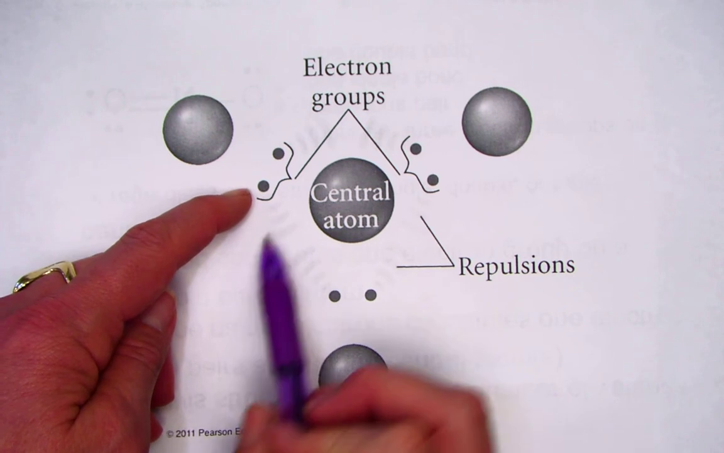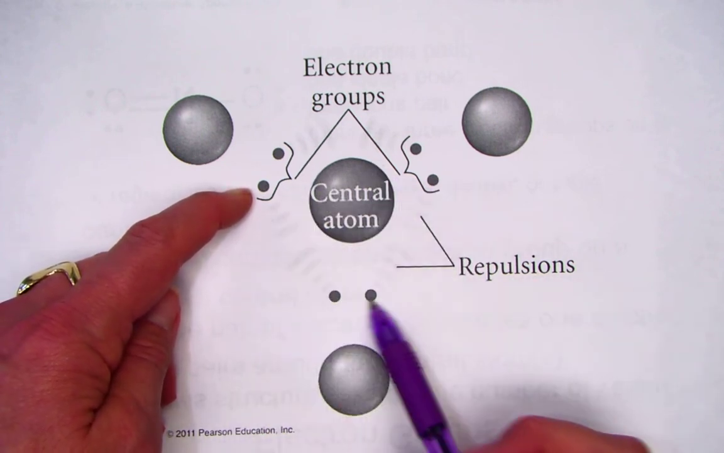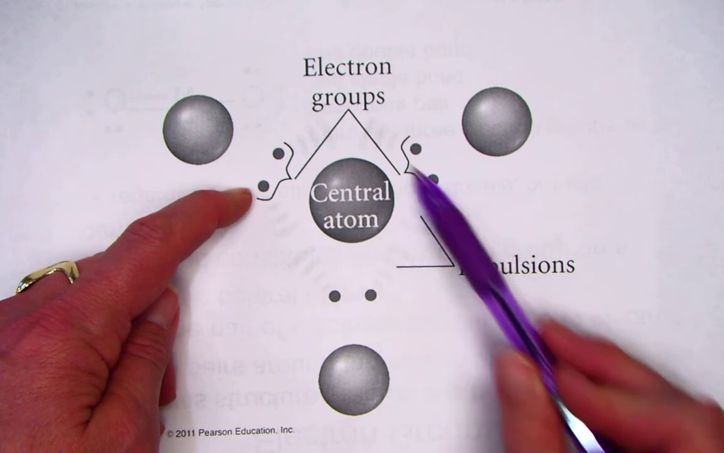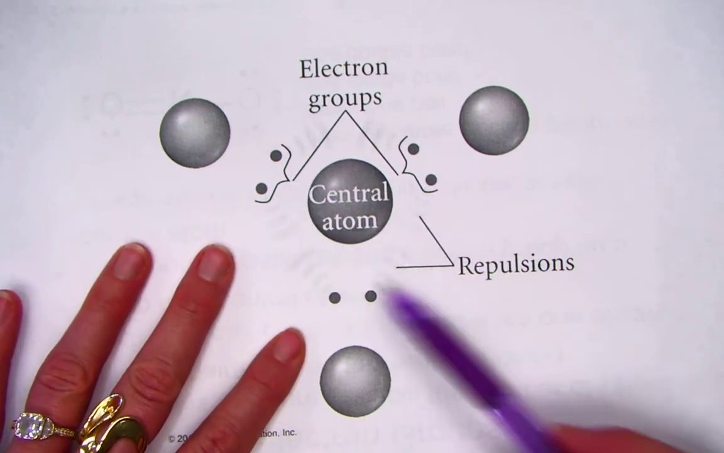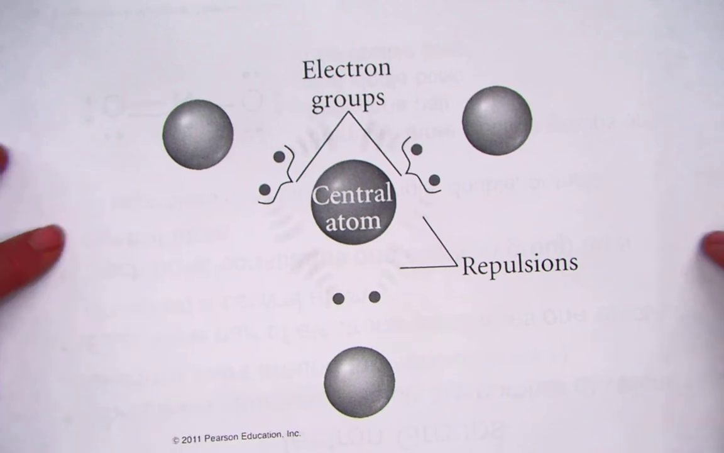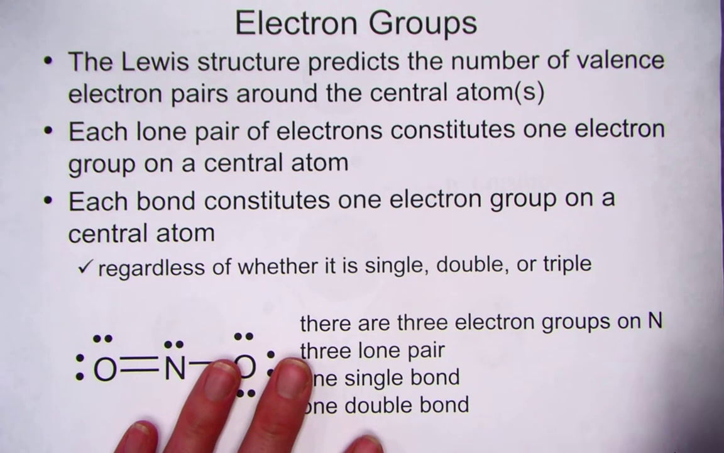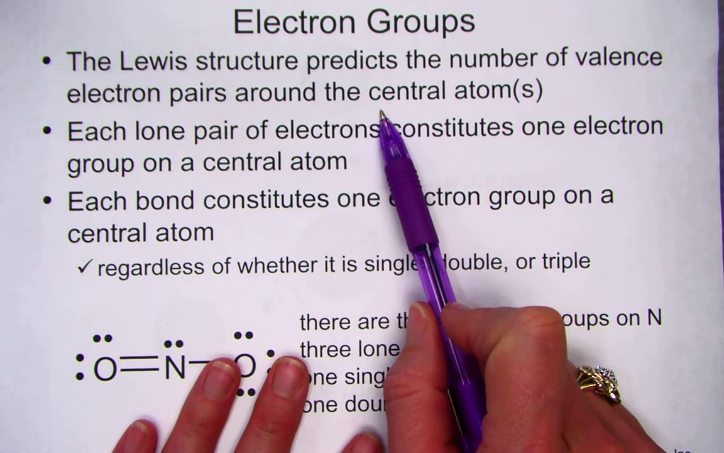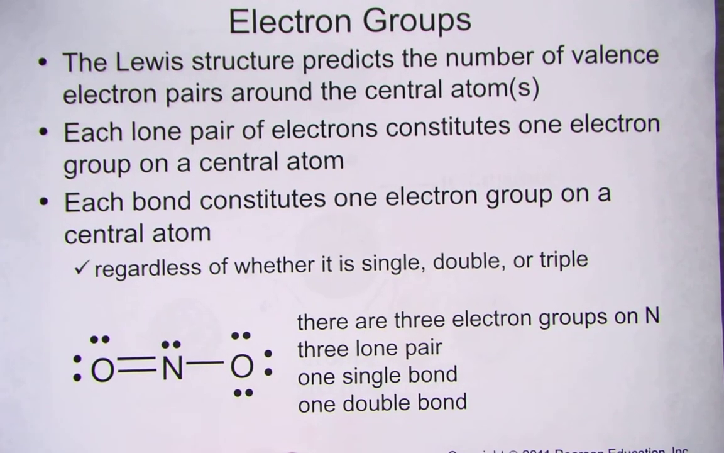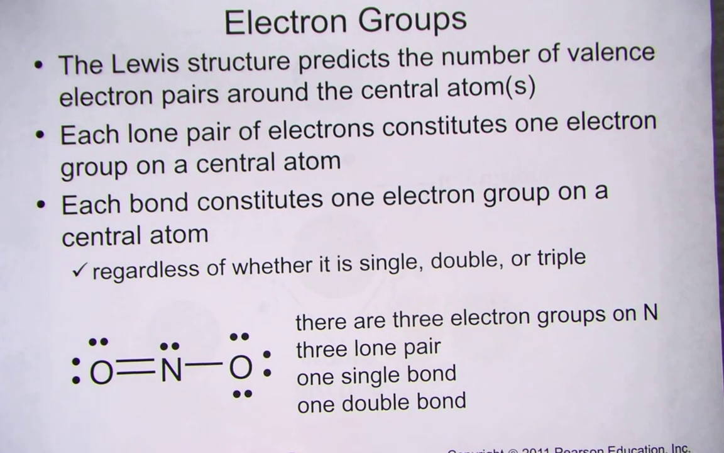And you're starting to see, if I have 3 electron pairs around the central atom, we're starting to draw a triangle. So this trigonal shape here will give us the greatest room between the electron pairs. And that's all we have to consider when we start predicting shapes of molecules. Space them out. The Lewis structure predicts the number of valence electron pairs around a central atom. Each lone pair of electrons constitutes one electron group on a central atom.